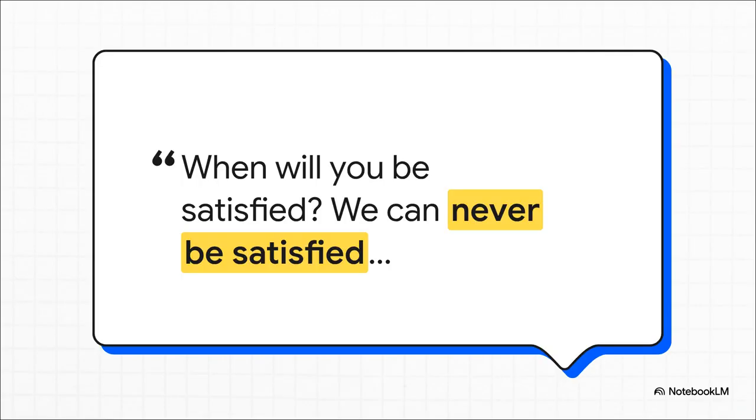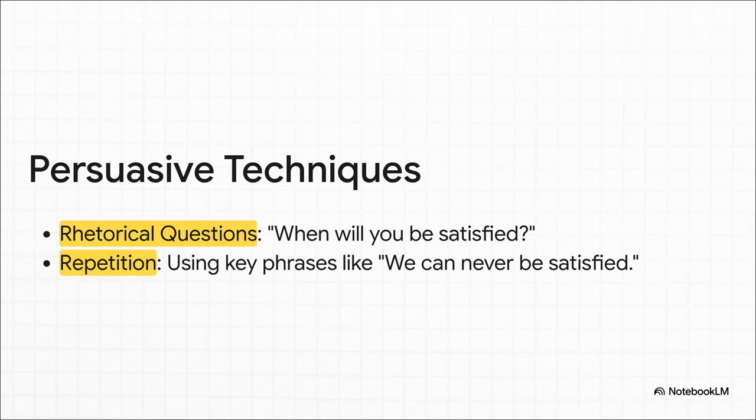Now, if you want to see what master-level persuasive architecture looks like, just listen to this line from Dr. Martin Luther King Jr.'s I Have a Dream speech. He isn't just building an argument here, he's crafting something unforgettable. Let's look at the tools he's using. He poses a rhetorical question, "When will you be satisfied?", which cleverly gets ahead of any counterarguments, and then he uses that powerful, rhythmic repetition of the phrase, "We can never be satisfied." It's like a drum beat that hammers the point home with so much force. This isn't just construction anymore, this is art.